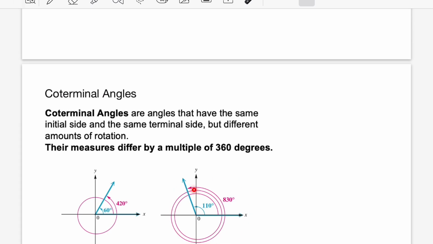Now looking at this one on the right here, we have our initial side along the positive x-axis and our terminal side here.